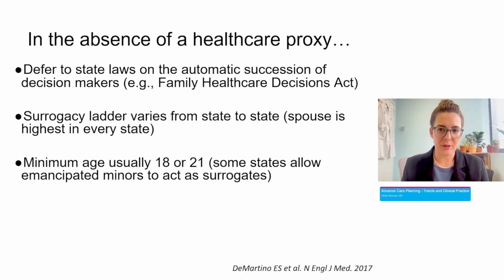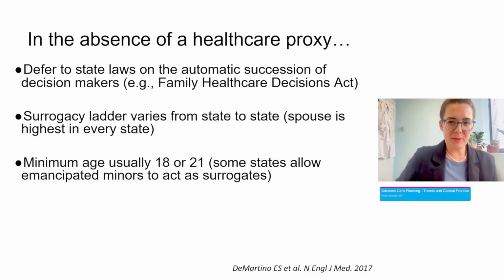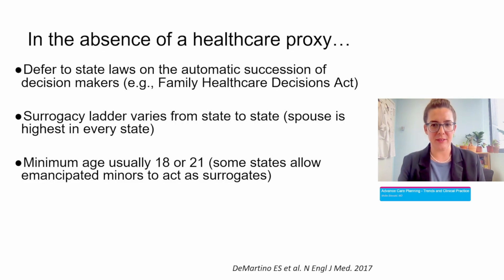And one thing to note is that in order to act as a surrogate, an individual must be over 18 or 21, depending on the state, and in some states, emancipated minors can serve. And the laws for managing disputes among surrogate decision makers varies from state to state. In some places, the majority rules. In some places, you need consensus, like in New York. In some places, a medical practitioner can select the surrogate who appears to be the most qualified.